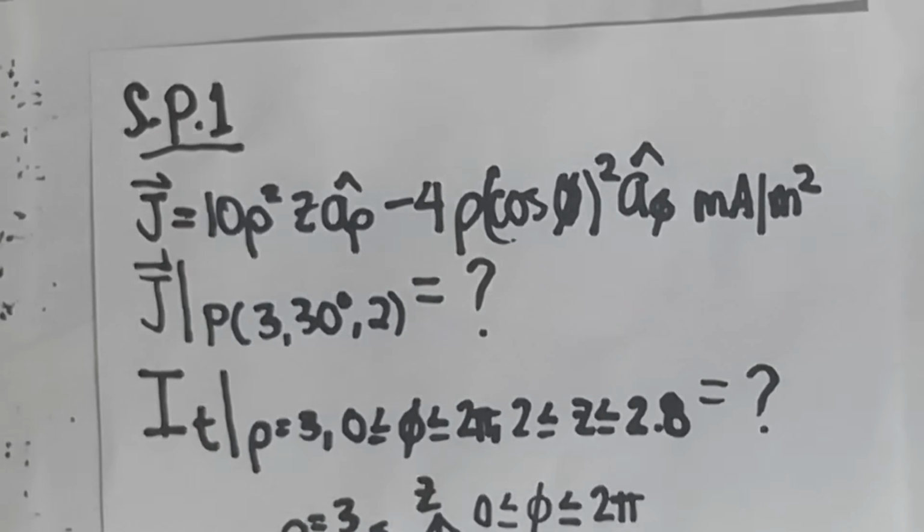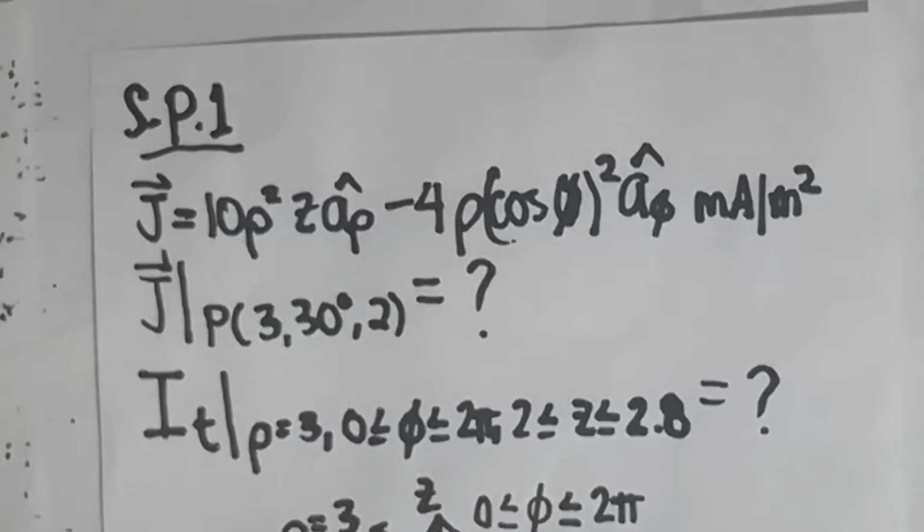So this is sample problem 1 for the topic steady electric currents. We are given the expression for current density J, and we are tasked to determine J at a specific point 3, 30 degrees, and 2. We are also tasked to determine the total current passing through the circular band bounded by rho equal to 3, phi from 0 to 2 pi, and z from 2 to 2.8.